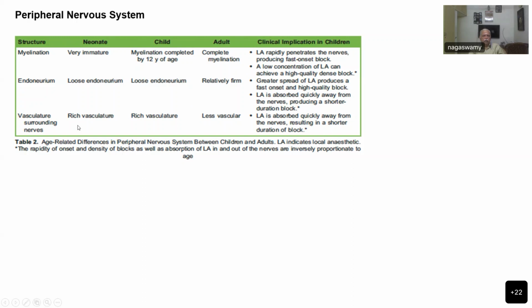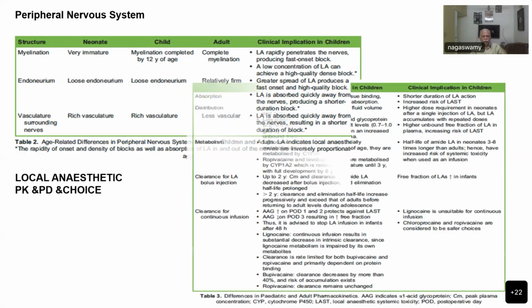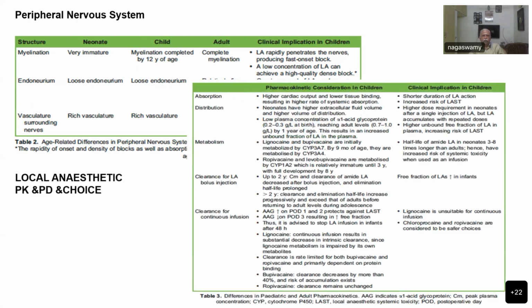And regarding the surrounding vasculature, there is a rich vasculature in the early stages. Gradually it gets reduced, so the drug is removed faster. That is another reason for the shorter duration of the block. And which drug we have to use should be based on the absorption, distribution, metabolism, that is pharmacokinetics, ADME.